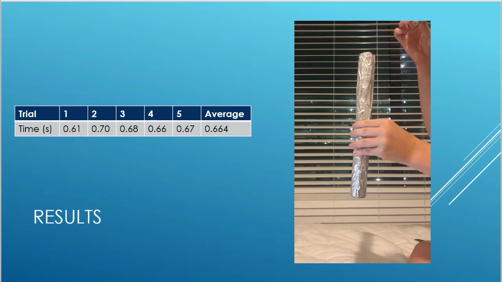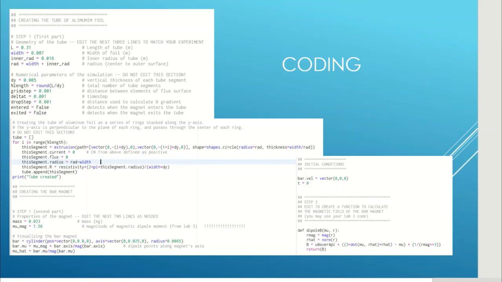This slide shows each of my 5 trials' time and the average time, along with a picture of the lab setup on the right. To create my computational model, the first part was to set up the geometry of the tube, based off of measurements I took from my actual tube of aluminum foil. Then the numerical parameters were established, and the tube of aluminum foil was created by creating rings stacked along the y-axis. Then the properties of the magnet were established.